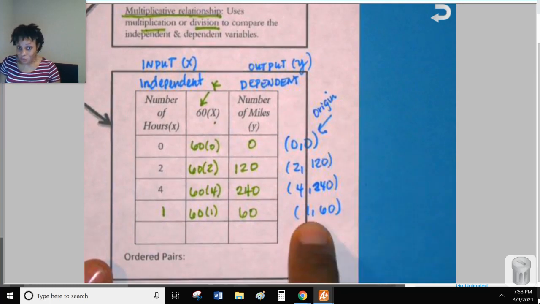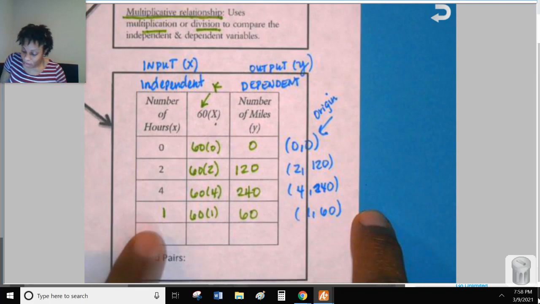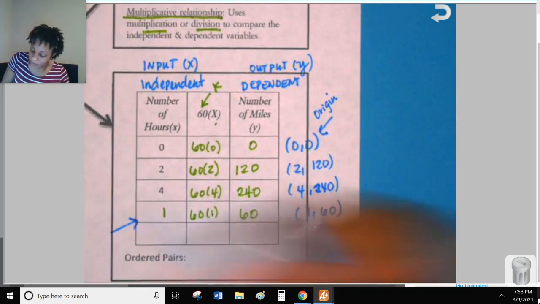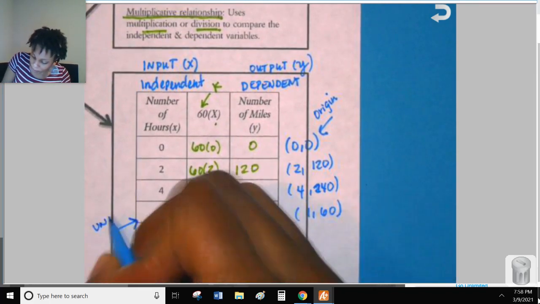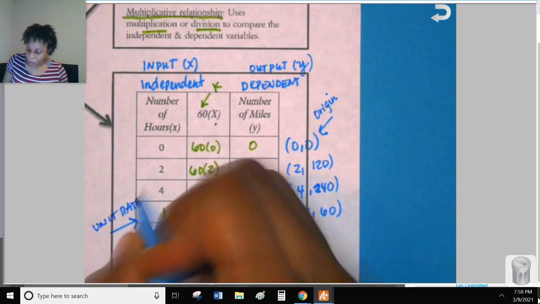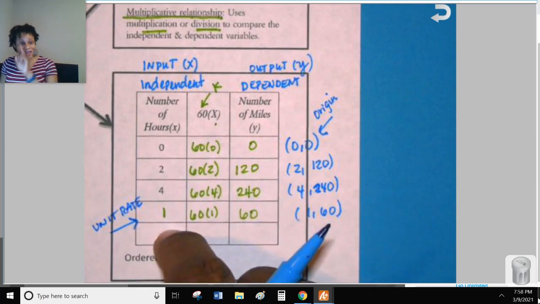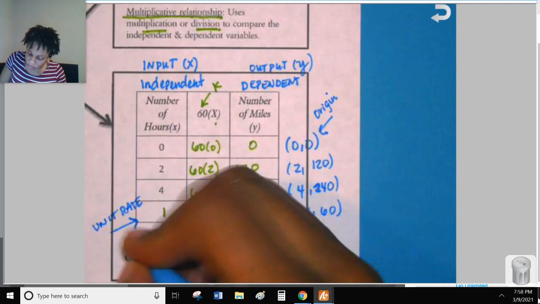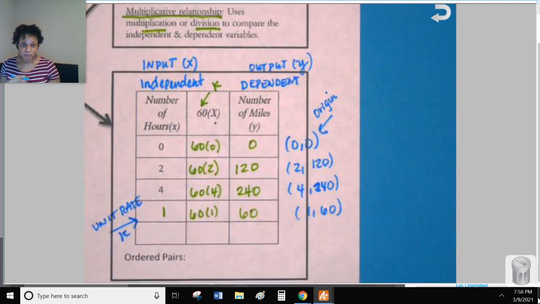Right here, where I see 1 and 60, guess what that 1 is telling me? That's telling me, that's my unit rate. When x is 1, y is 60. That's my unit rate, which is also called my constant, okay? So if you're looking at the table and you see 1 something, that's your unit rate. If you see 0, 0, that's your origin. That lets you know that it's going through the origin.